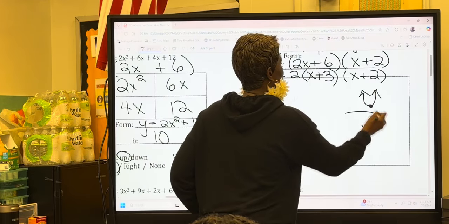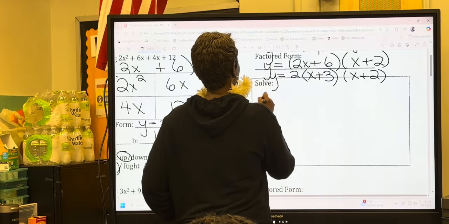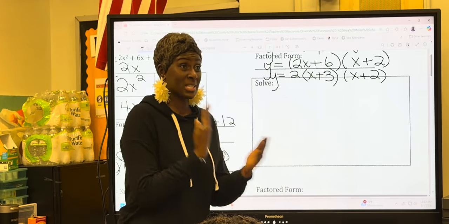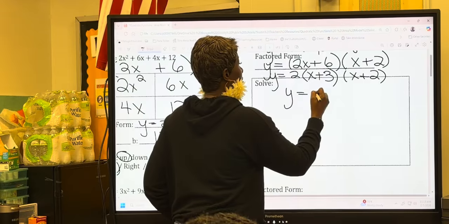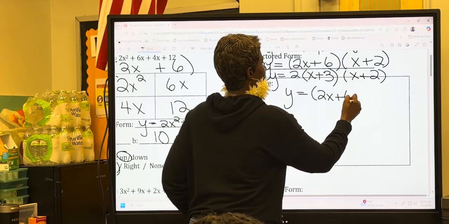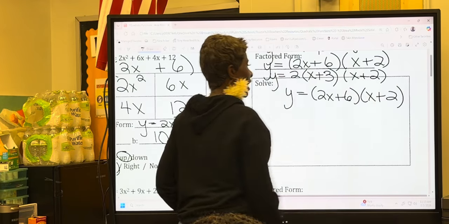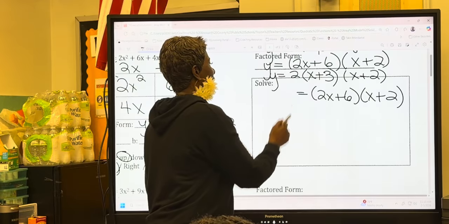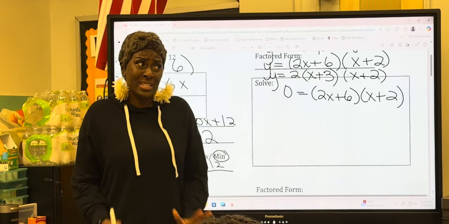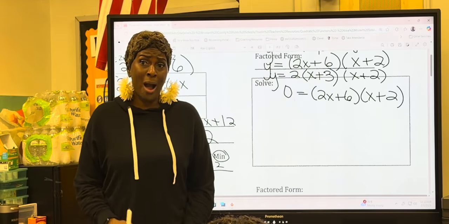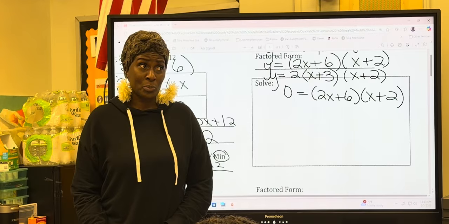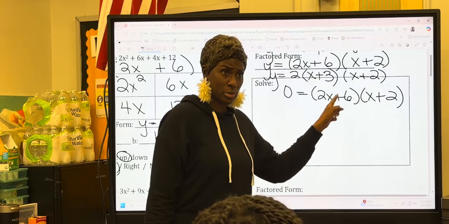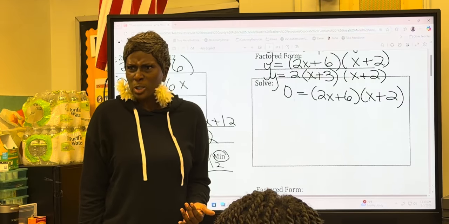So how do we solve? We are going to set these equal to 0. Why? Because the zero product property says, when I want to find the x-intercept, I'm going to plug in a 0 for the y. In place of this y, you put a 0, that's the zero product property. Why am I saying zero product? What does product mean? Answer to multiplication. So the only way I got this 0 is by multiplying two factors. Are y'all with me?